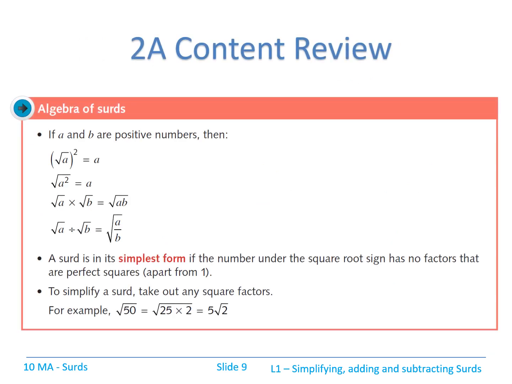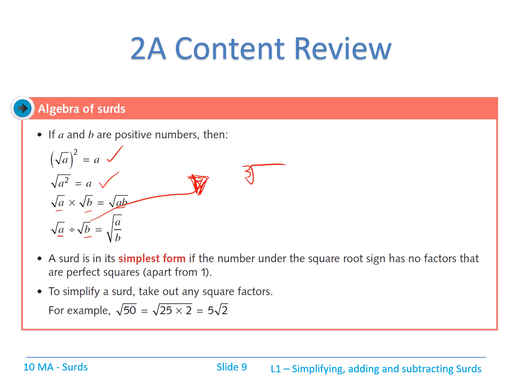Okay, so here's a quick review of what we've just gone through. When we square root something and then square it, it's just that same thing. Likewise, if we square it and then square root it, it's the same thing. If I've got two things under a root sign multiplying, I can join them together and multiply them underneath the root sign. If I've got two things under a root sign and one's dividing the other, that's the same as putting them both under the root sign and dividing. Remember that they must have the same root sign.